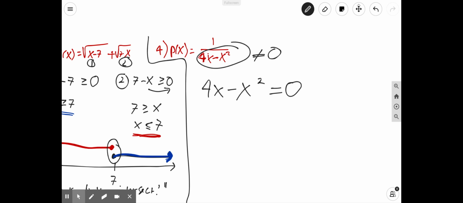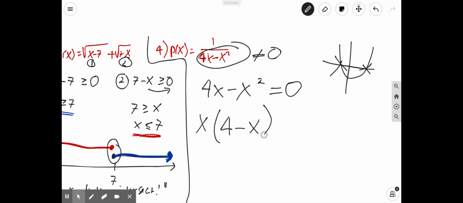So here we have a quadratic. To find out when the quadratic is equal to 0, what do we do? You know that, right? We've done things like this before. So you want to factor it, or use the quadratic formula, but factoring is going to be easier. This is a super easy one to factor. You get x times 4 minus x, not 4 minus x squared. So 2 solutions, x equals 0 for the first part, and then x equals 4 for the second part.